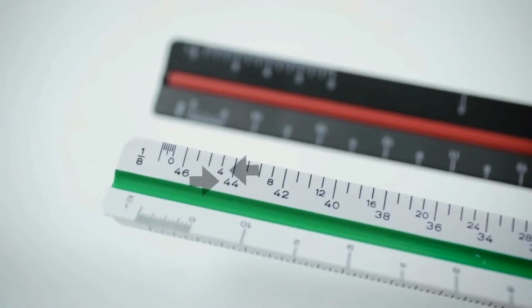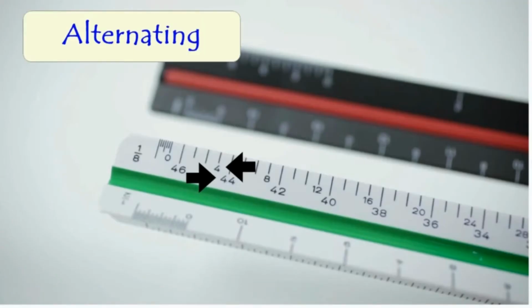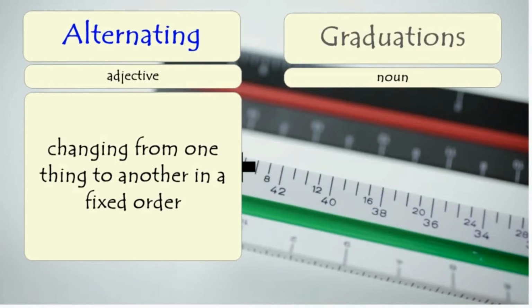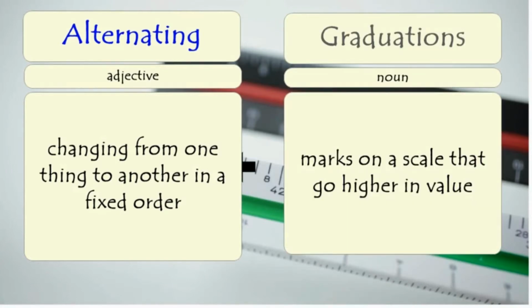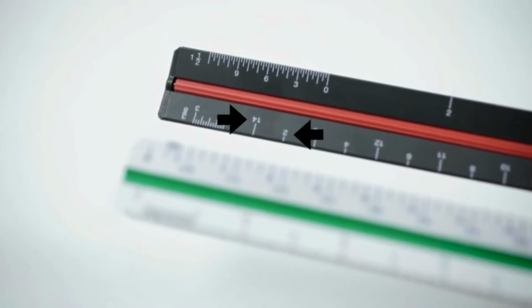First, you'll notice 2 sets of alternating graduations on each side. Alternate means to change from one thing to another. Graduations here are used on a scale, and each mark on a scale that goes higher is a graduation. And here you can see on the ruler that there's a long graduation mark and a short graduation mark. Therefore, they are alternating graduations. That's because there are 2 different scales per side.